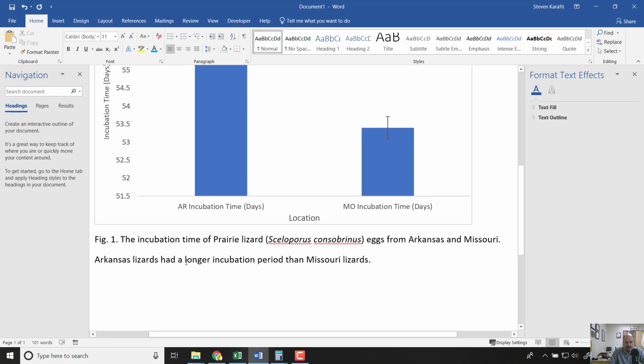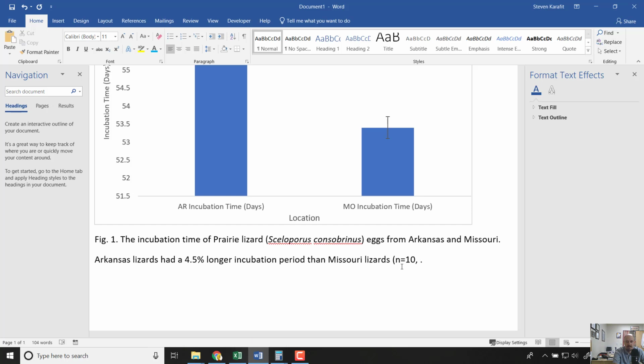Arkansas lizards had a 4.5% longer or greater incubation period than Missouri lizards. Now at the end of this sentence, before the period, I'm going to open a parenthesis and say n equals 10. N stands for sample size. That's how many lizards there were for each average. Both Arkansas and Missouri incubation times had 10 numbers. Okay, so n equals 10.